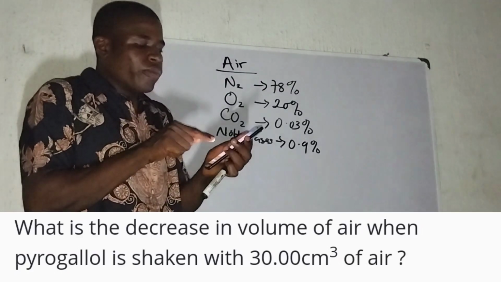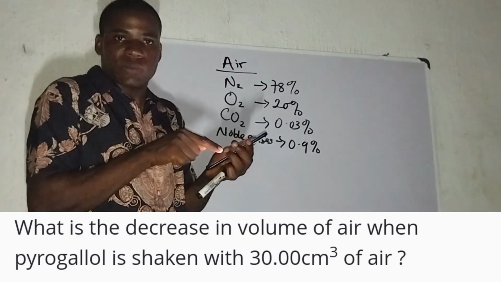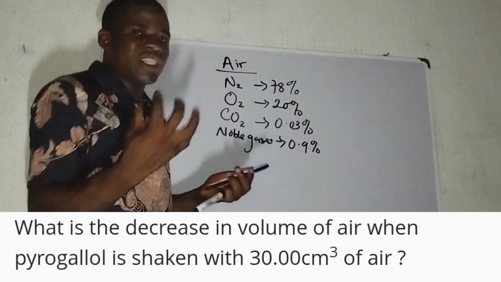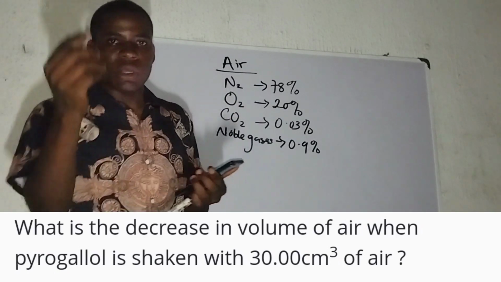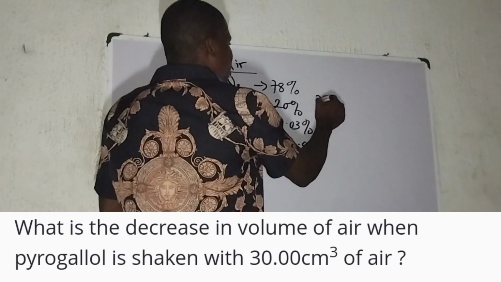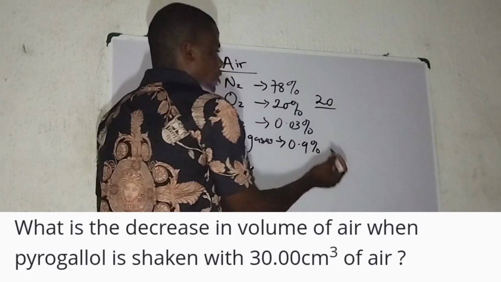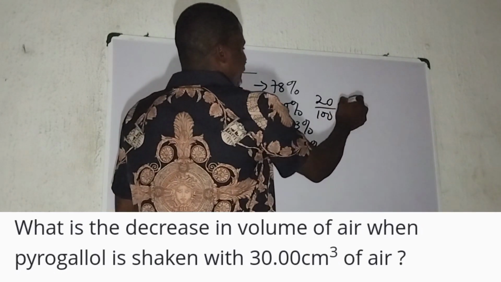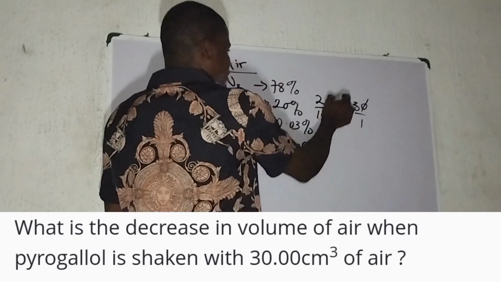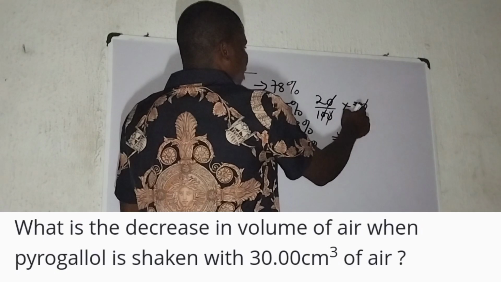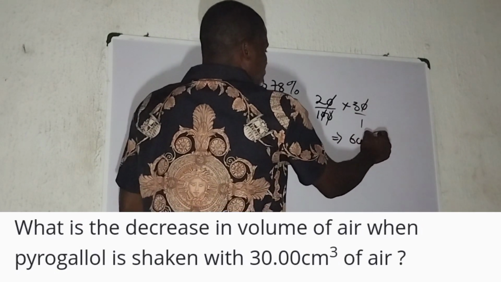Now, what's the volume of air in the question? It is 30 cm cube. So imagine 20% was taken away from 30 cm cube. What is the answer? I have 20% of 30. It will be 20 over 100 times 30 over 1. So cancel the zeros, and I'm having 2 times 3. It is 6 cm cube.